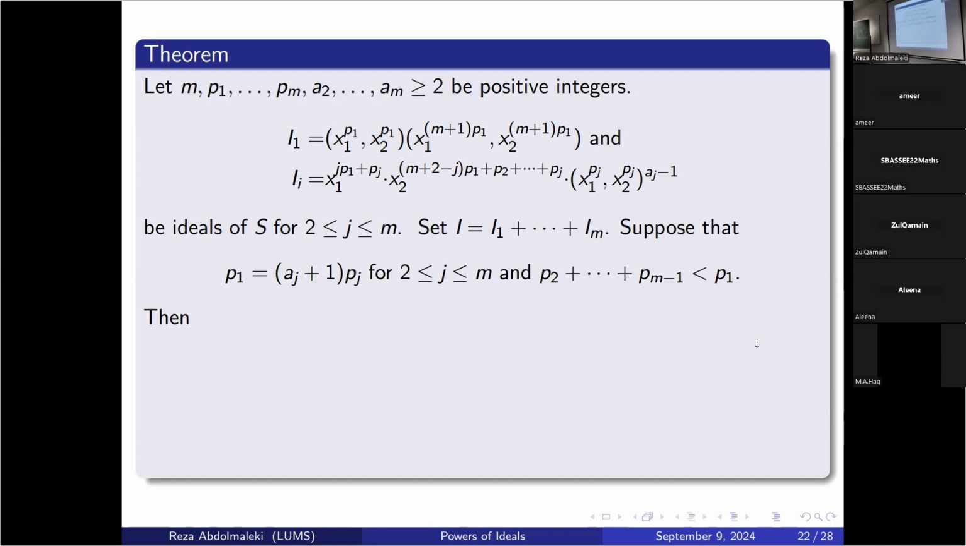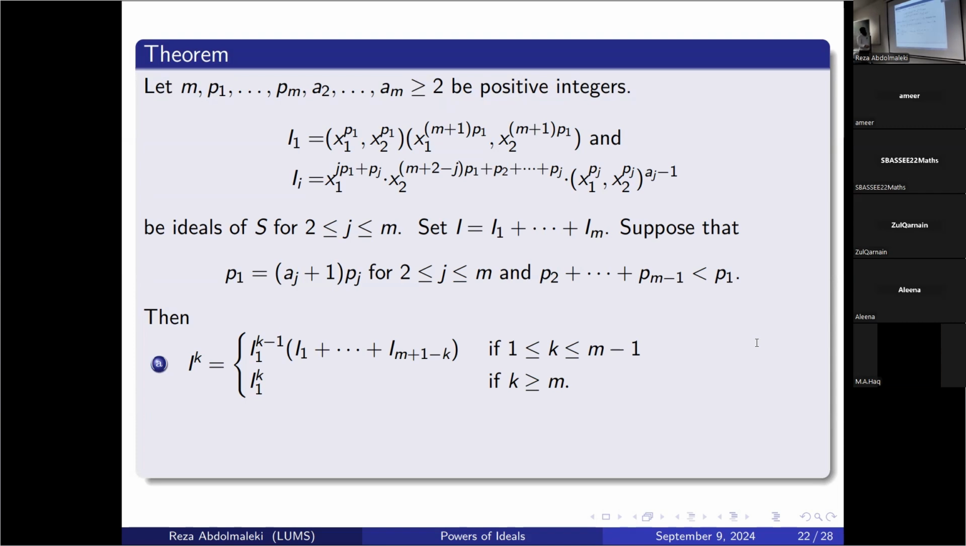And we set some particular conditions on these integers. We choose p1 such that for all j between 2 and n, p1 is (aj plus 1) times pj. And also the sum of p2 to pn minus 1 should be strictly less than p1. Then the powers of these ideals up till this point are this, and from this point on it is just the power of I1, right?